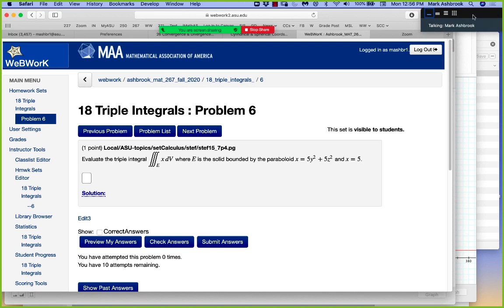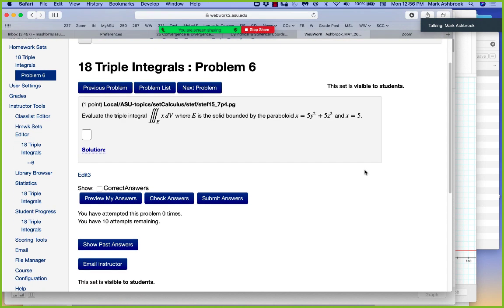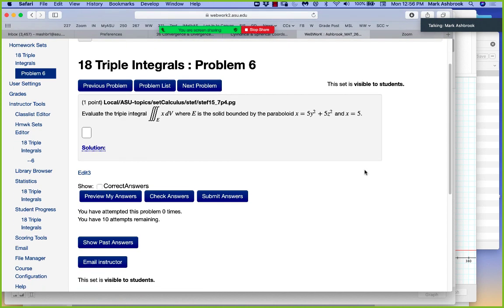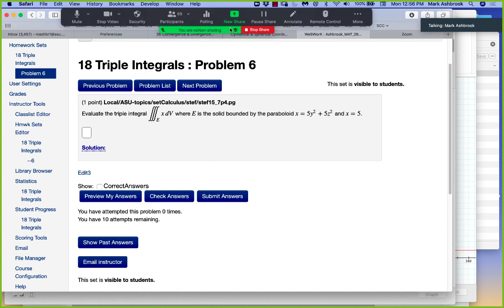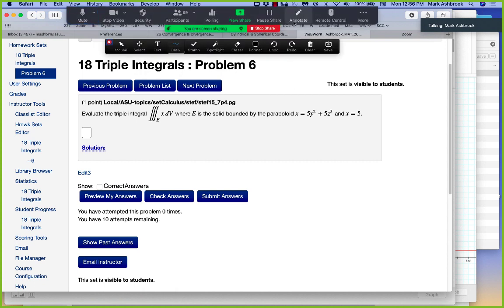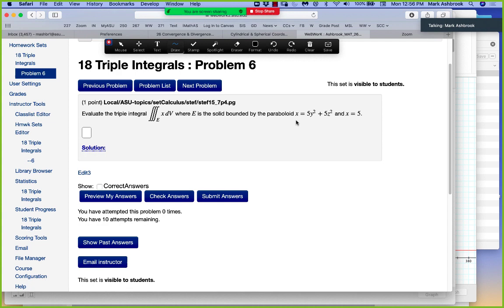So I'll look at just a couple problems regarding triple integrals and cylindrical coordinates. So this one, it says the solid bounded by the paraboloid x equals 5y squared plus 5z squared, and x equals 5.